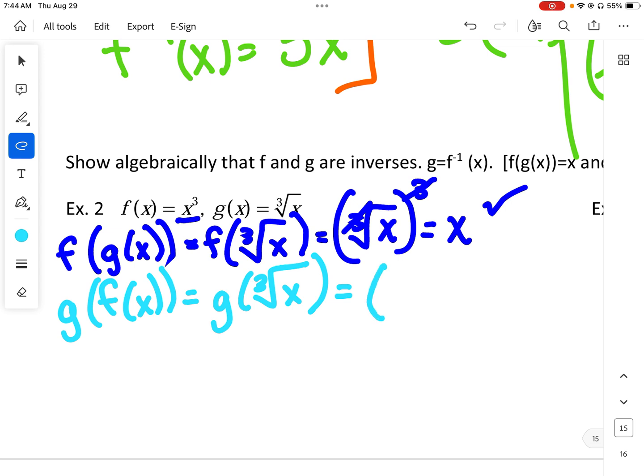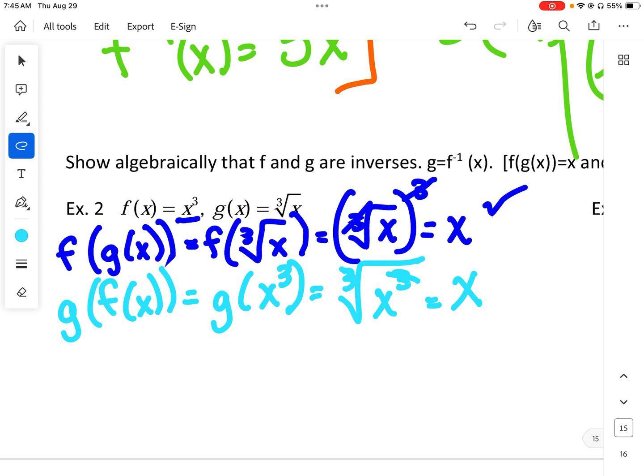So I'm going to plug in, oh, no, I did the opposite one. Let's do g of f of x. There we go. So I have the cube root, then put in the x cubed. Well, again, those cancel each other because they're inverses. So it equals x, so they are inverses of each other.